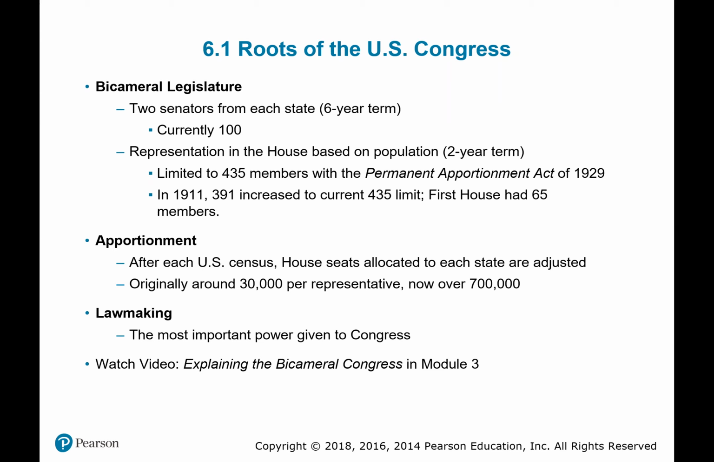So we've seen this body grow. It actually was largest at 437, excuse me, and then was brought back to 435 in the 60s. So Congress, most important thing, of course, as we've discussed, is lawmaking. And right now, we're seeing over and over again that it's become a very political process. Whichever party is in power really controls what the agenda is in Congress and the types of laws that are even considered. Watch the video explaining the bicameral Congress. That's in Module 3. That's a better explanation than I can give about the bicameral Congress.